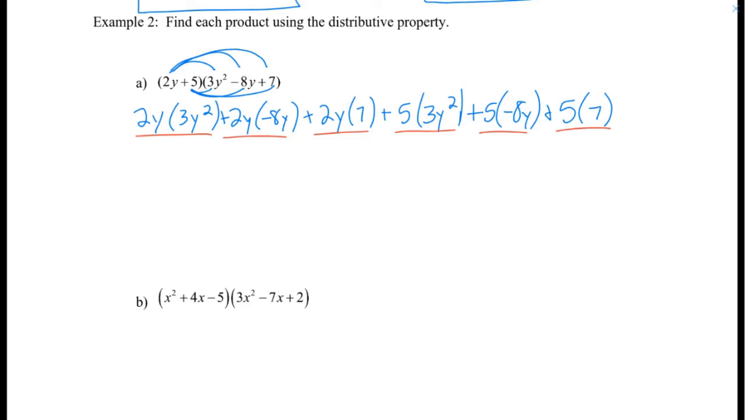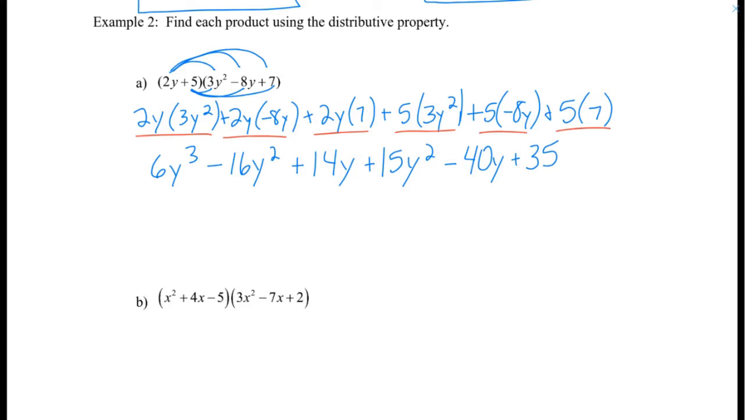So let's simplify each of these products. We have 2y times 3y squared, which gives us 6y cubed. 2y times negative 8y gives us negative 16y squared. 2y times 7 gives us 14y. We then have 5 times 3y squared, which is 15y squared. 5 times negative 8y is negative 40y. And then 5 times 7 is 35.